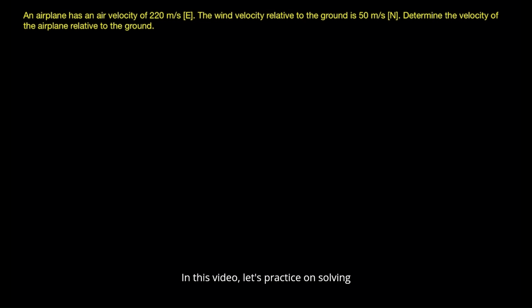In this video, let's practice on solving relative motion problems. Here's a scenario. An airplane is flying with an air velocity of 220 meters per second towards east. And there's also wind. And the wind velocity relative to the ground is 50 meters per second. And now our job is to figure out the velocity of the airplane relative to the ground.